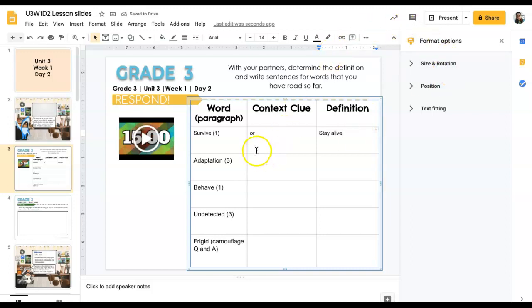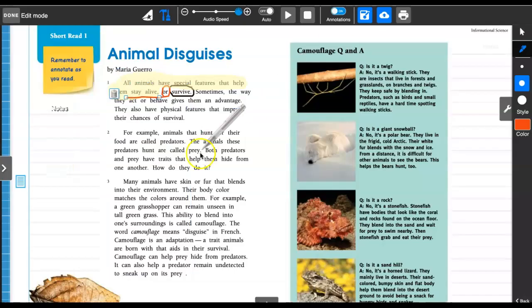Okay. Now you notice that for that one, we had the magic word or, and we know based on the word or that it's going to give us the definition right next to the word. Sometimes, though, it doesn't have a magic word or, so you have to infer what it means. So let's go back, and if I look at the word in paragraph 3, adaptations. So where's the word adaptations?